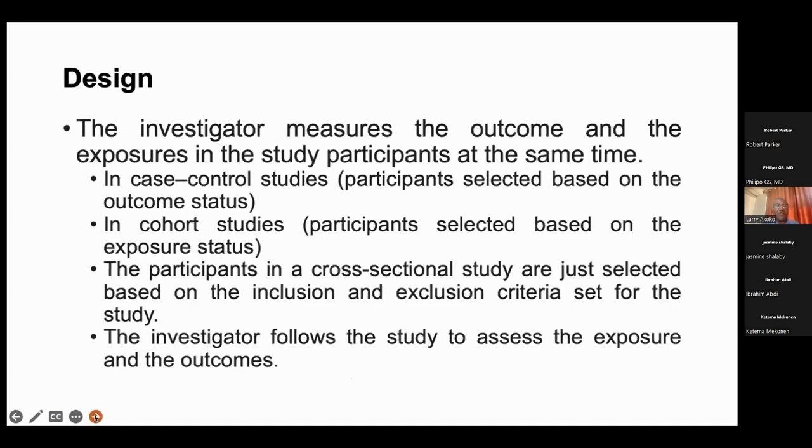So in the design itself, the investigator measures the outcome and the exposure in the study participants both at the same time. While in a case control study, participants are selected based on the outcome status. So you start with a diagnosis, lung cancer, and you look back into the exposure, whether you are interested in cigarette smoking. So you divide them into whether they were smoking cigarettes or not. Or in cohort studies, participants' selection is based on their exposure status. So participants in this case will have a shared exposure status.